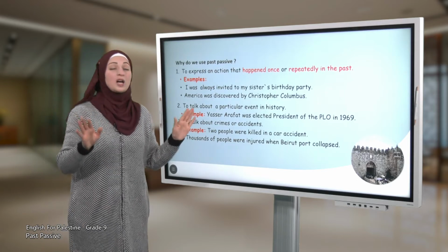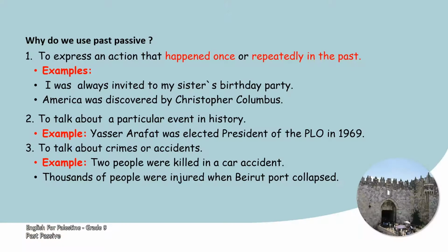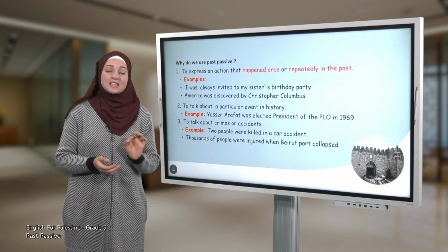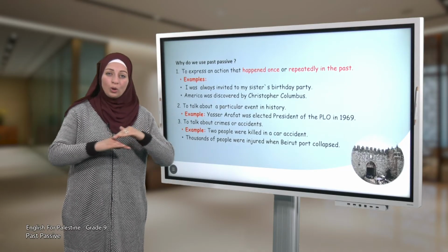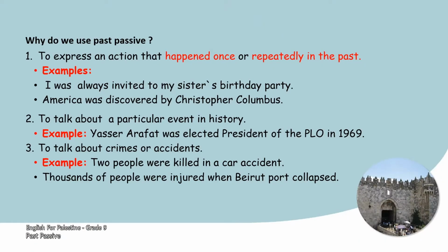Number 2, to talk about a particular event in history. I have an example here. Yasser Arafat was elected president of the PLO in 1969. This event is very important to all Palestinians all over the world. Number 3, to talk about crimes or accidents. Example, 2 people were killed in a car accident. Number 2, thousands of people were injured when Beirut port collapsed.